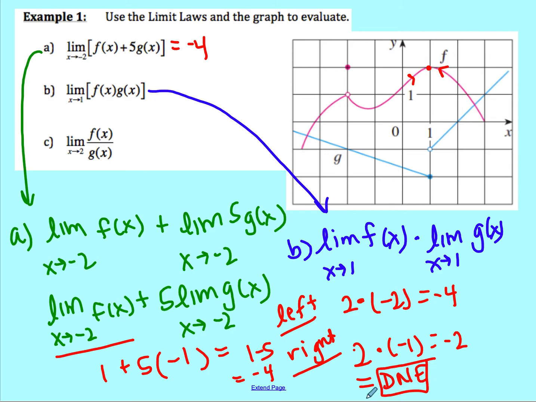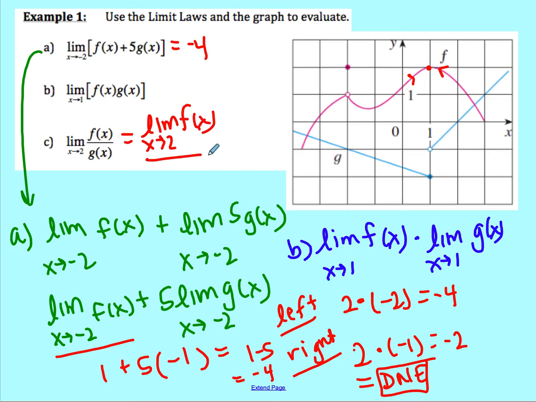Okay. And then lastly, we have C. Let's just go ahead. I'm going to write that one up here. We can, with division, break it apart. So I have limit as x approaches 2 of f of x all over my limit as x approaches 2 of g of x. So my limit as we approach x equals 2 for f of x. So I got, here's 2, here's function f. Make sure it's the same from the left and the right. It is. It looks like about 1.5.